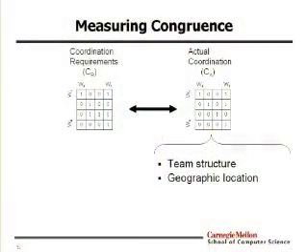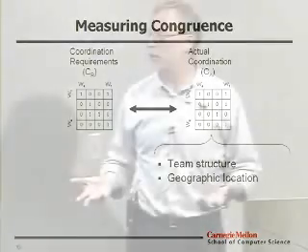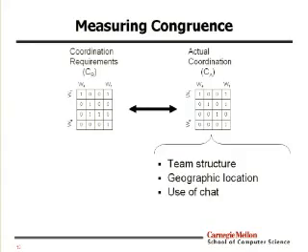Geographic location, similarly: people at the same site run into each other, talk to each other a lot more. There's lots and lots of evidence showing that communication is far more frequent when people are at the same site than when they have to use a phone or email or something. So again, we can represent that as another person-by-person matrix.